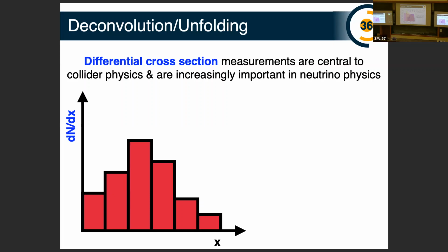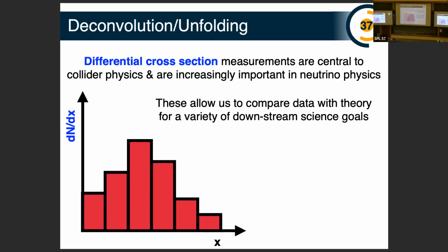This is the differential cross section, the number of, say, events in a given bin of x. These are essential because they allow us to compare data with theory with a number of downstream science goals. So if you have a prediction, which maybe has some free parameters, and you want to compare it with the data, this is how you do it.